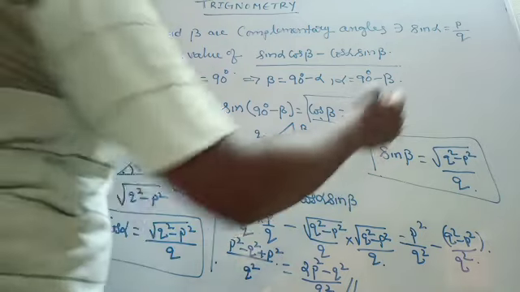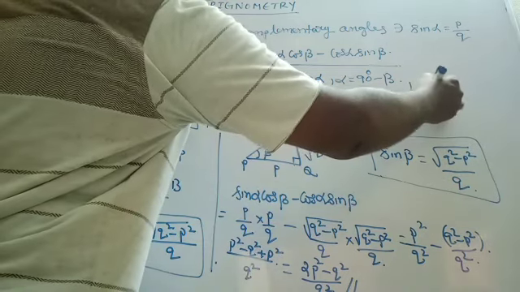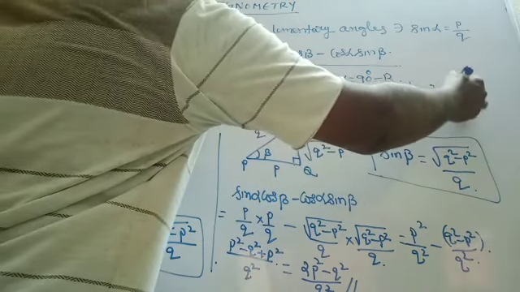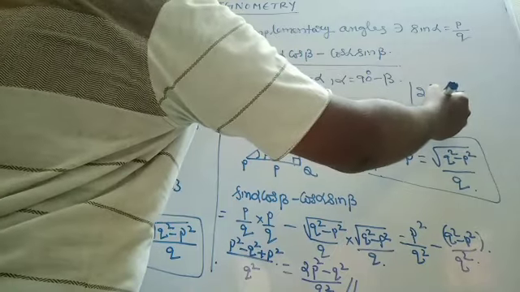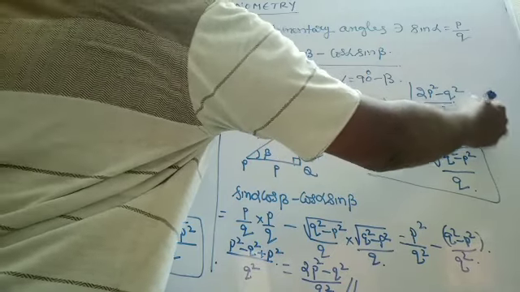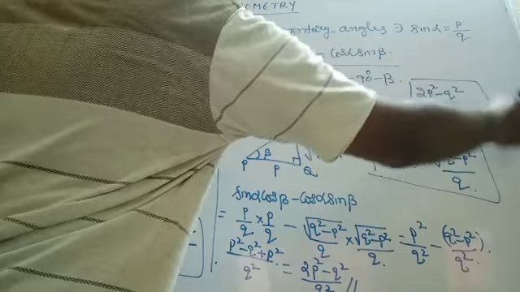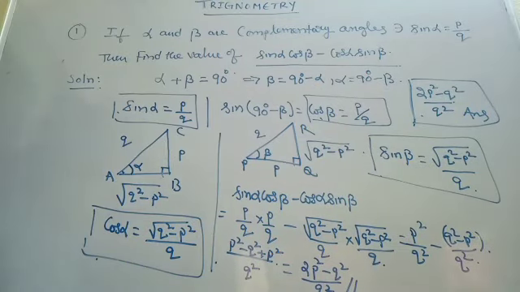See, the ultimate result that you have got, here I am writing once again: 2P square minus Q square by Q square is the answer. This is the answer you are going to get, right?